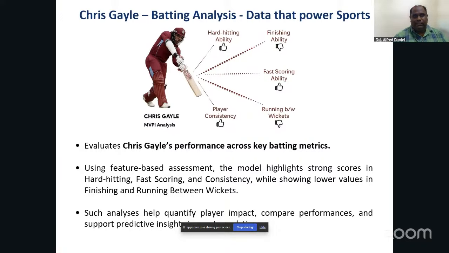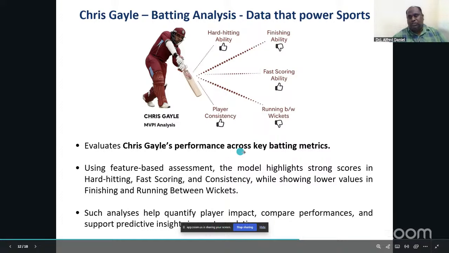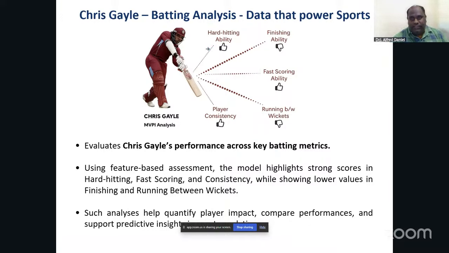So this one, I just took real-time case scenarios which you can relate to. I've taken this from MVPI analysis, where they have analyzed Chris Gayle, a cricketer's batting analysis, where data powers sports. They have evaluated Chris Gayle's performance across key batting parameters, such as hard hitting ability, finishing ability, fast scoring ability, running between the wickets, and play consistency. So these are the five parameters that they have taken, and Chris Gayle is renowned for hard hitting ability, fast scoring ability, and play consistency.